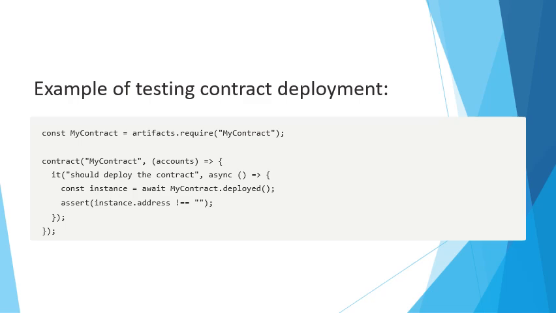The contract is first loaded using the artifacts.require command. Then the test suite is defined in the next line. The it function defines the test case, here to test whether the contract is deployed at a valid address. The await command then obtains the contract instance. Then the assert statement verifies the contract has a valid address.